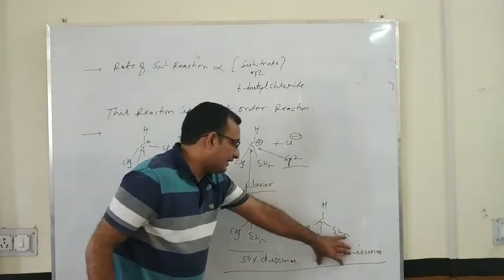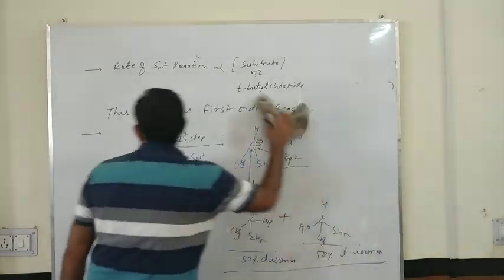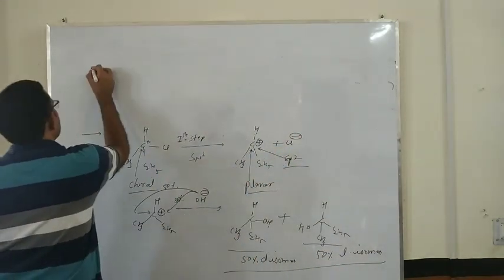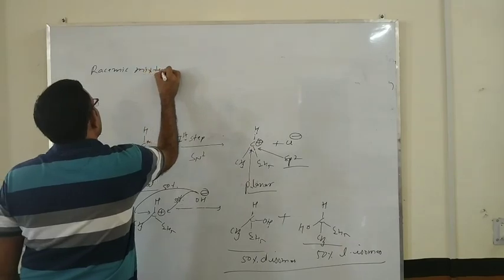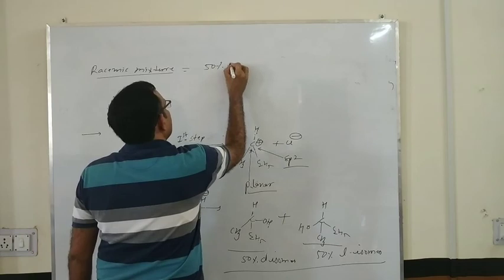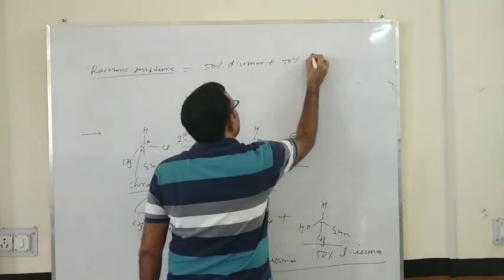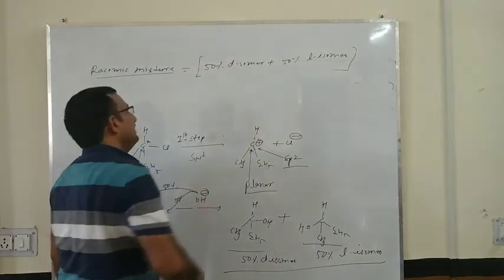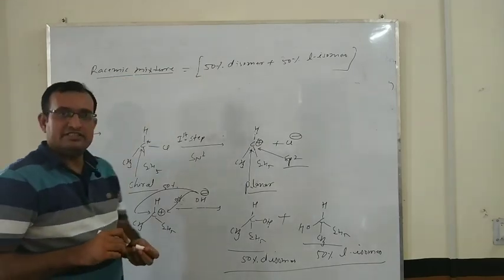Combination of both products is known as a racemic mixture. So we say that the racemic mixture is 50% D-isomer plus 50% L-isomer. This is known as a racemic mixture. Thank you. Next chapter we will study next day.